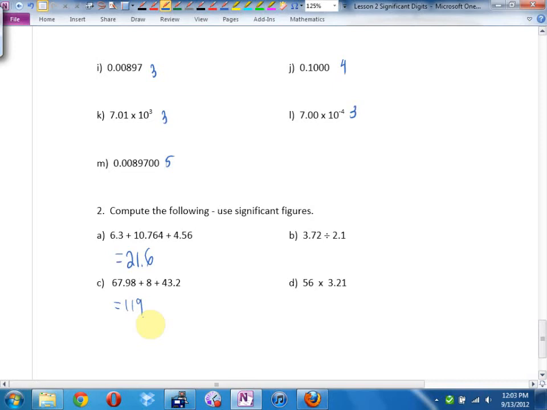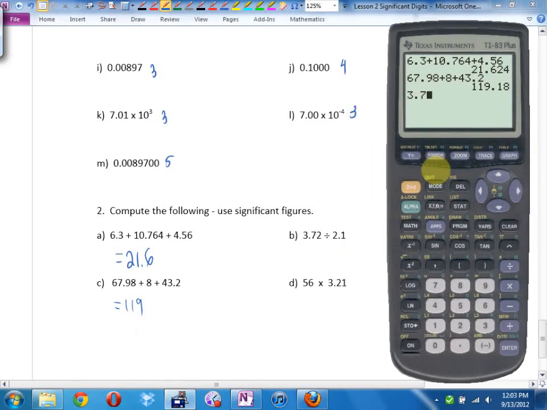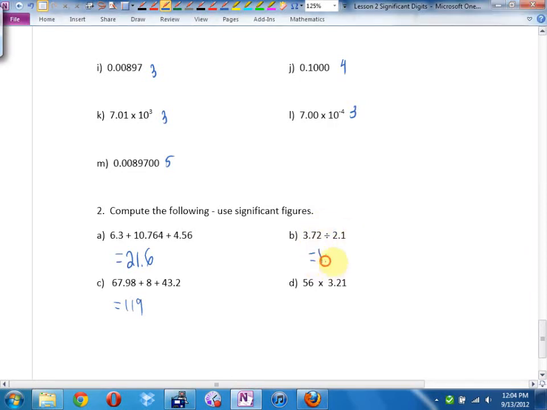Then we have dividing and multiplying. The rule for dividing and multiplying is a different rule than for adding and subtracting. So let's do B, 3.72 divided by 2.1. I get 1.7714, oh wait a minute, 3 sig figs in the first term, 2 sig figs in the second term. I think I have to round this to 1.8.